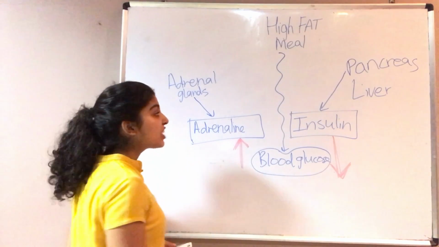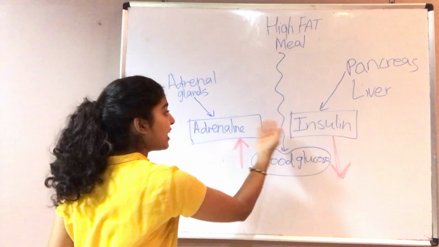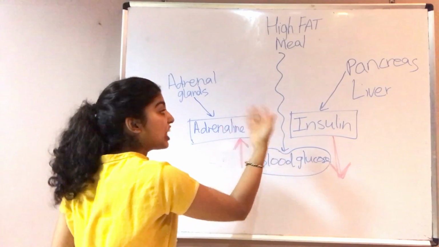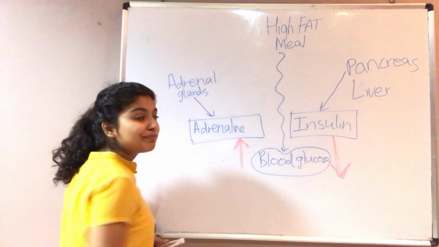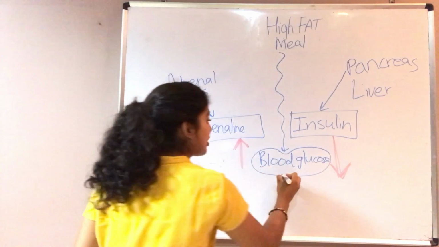With time, your body starts to shun the combination of adrenaline and insulin in your blood. It starts to become allergic to these hormones, and it starts to become unresponsive to insulin. This leads to insulin resistance.